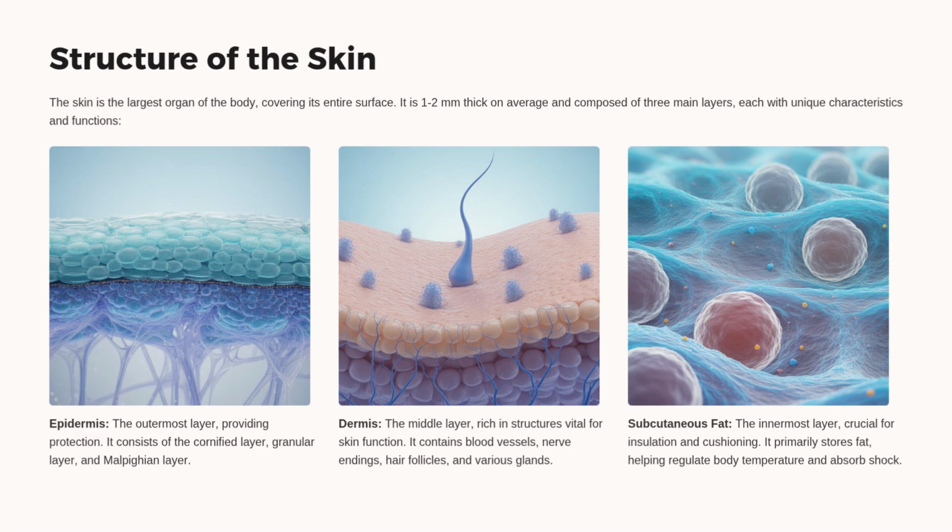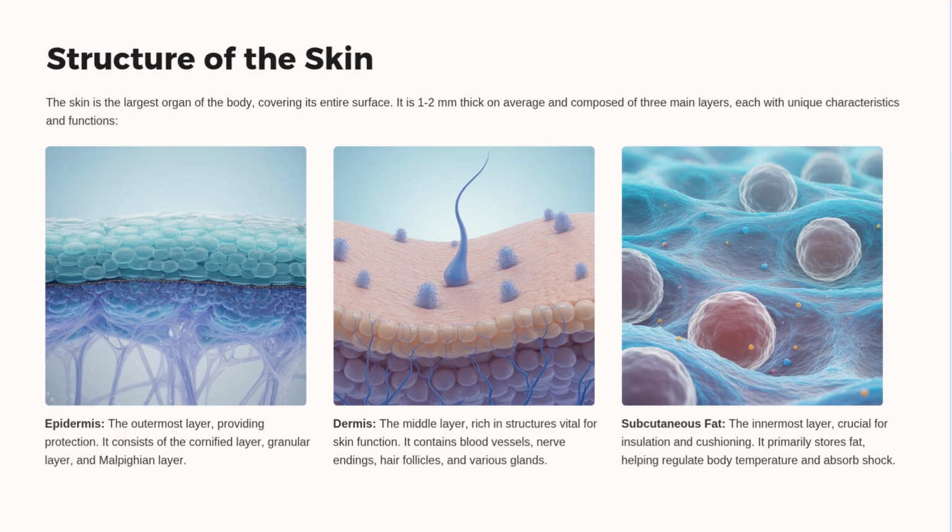Dermis, the middle layer, rich in structures vital for skin function. It contains blood vessels, nerve endings, hair follicles, and various glands. Subcutaneous fat, the innermost layer, crucial for insulation and cushioning. It primarily stores fat, helping regulate body temperature and absorb shock.